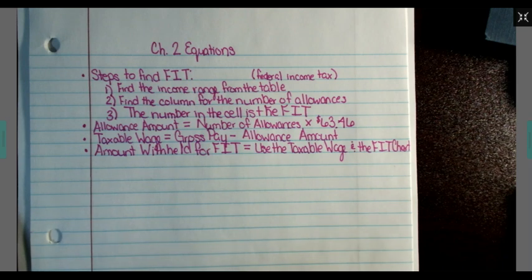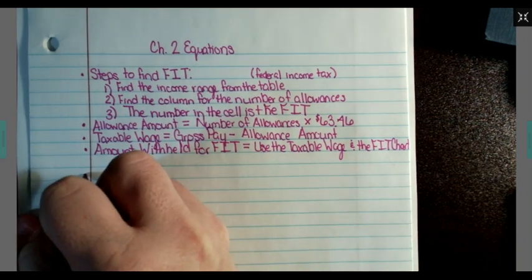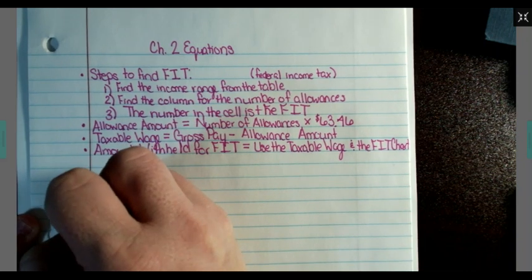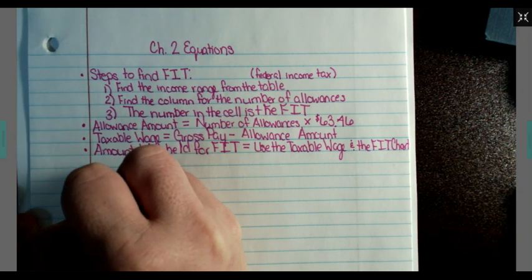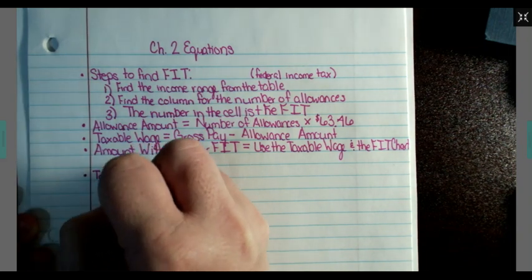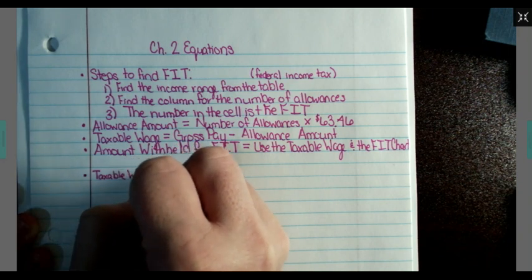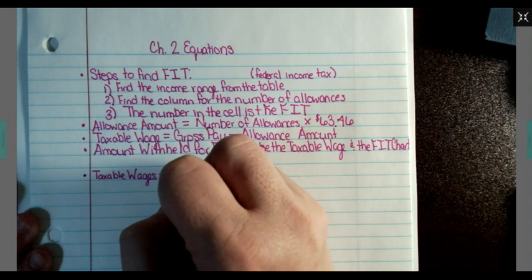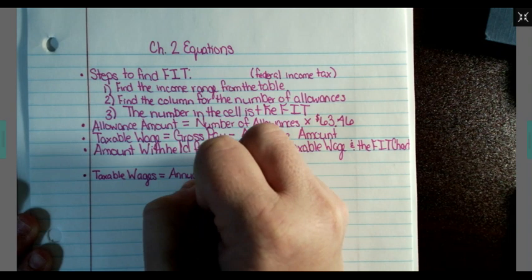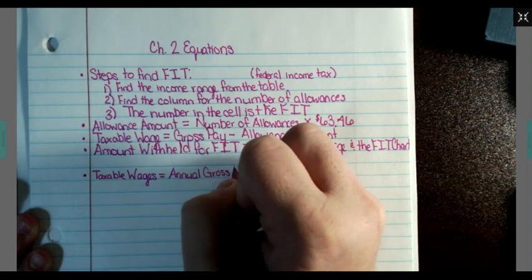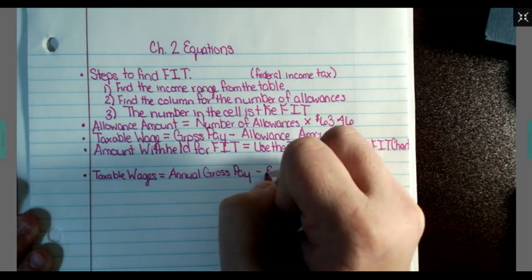All right. This lesson, we're going to be talking about how to find our state income tax. The first thing I want to do is always start off by writing down my equations for this lesson. So our first equation will be: taxable wages equals annual gross pay minus my exemptions.